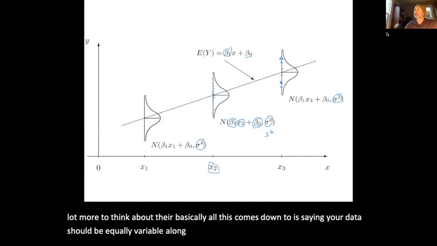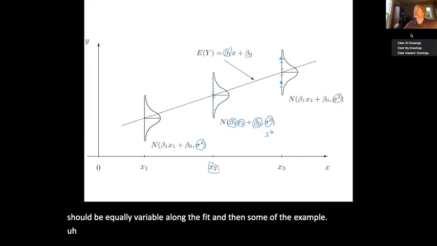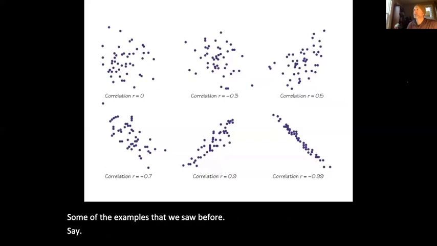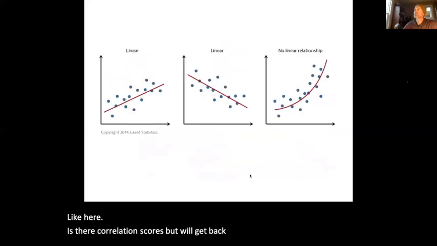And in some of the examples that we saw before, let's see, those are our correlation scores, but we'll get back to some regression scores that are similar.